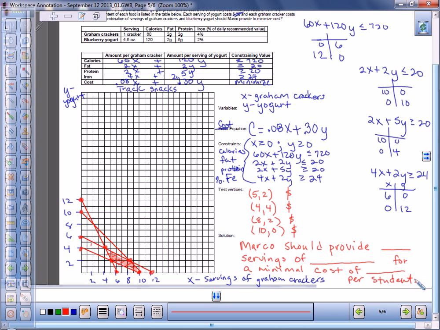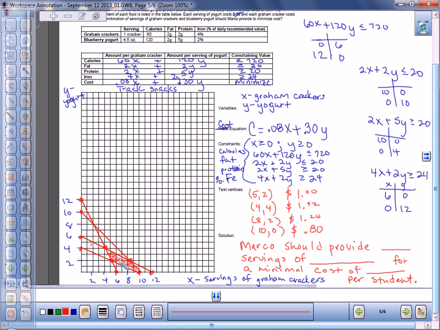All right, did you get that Marco could spend $1 per student if he gave them 5 graham crackers and 2 servings of yogurt? Or he could spend $1.52 per student if he did 4 and 4. Or he could spend $1.24 per student if he did 8 and 10. Or he could spend 80 cents per student. Why would you just not give them yogurt? But doesn't it have to meet protein? It does. All the solutions in here, everything in this feasible region satisfies every one of our criteria.